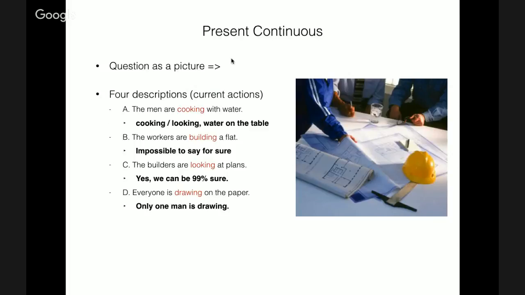And that's always the case. There's water on the table. There's a hat. There are plans. So there are lots of things they can put in there to trick you. But that's not. The men are cooking with water. Obviously, that's wrong. The workers are building a flat.